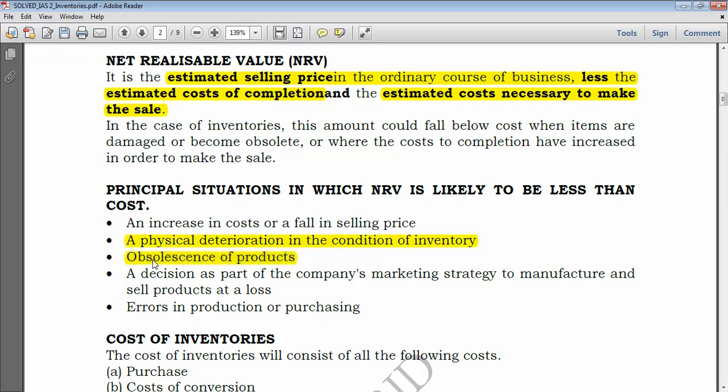Let's say a new technology has come up, which is very much fine, and your products would look inferior and you would have to lower the price. That's just an example.